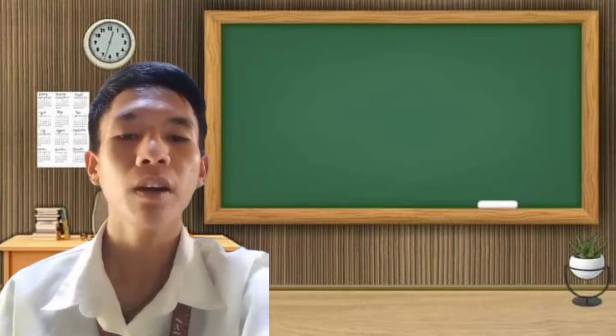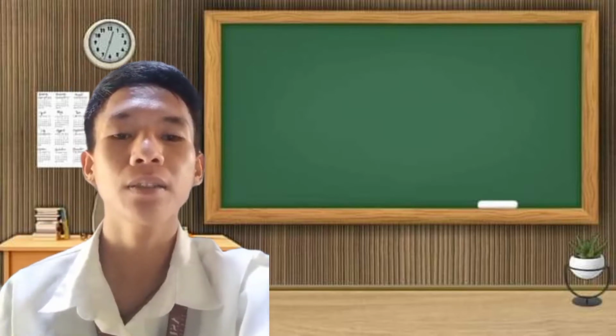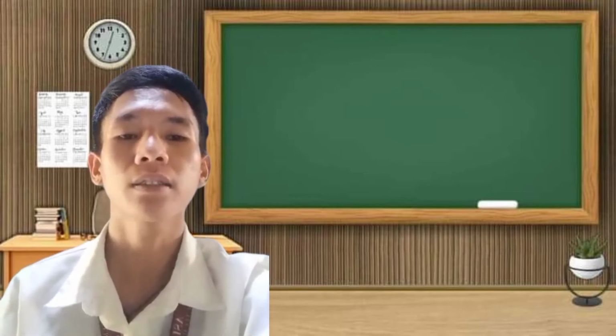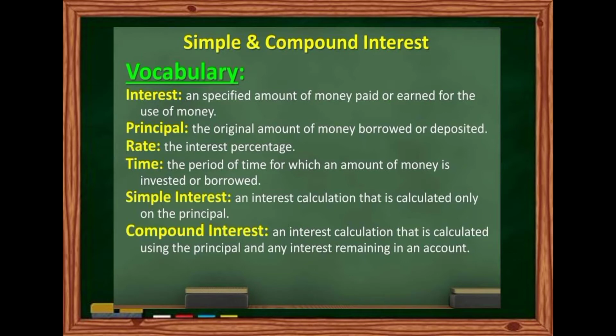To properly proceed to our discussion, I have here a list of vocabulary words that you may encounter during the discussion. First is interest. Interest is a specified amount of money paid or earned for the use of money, or mas tinatawag na tubo sa perang hiniram or ininvest. Then the next one is the principal. Principal is the original amount of money borrowed or deposited, halaga ng perang hiniram or ininvest.